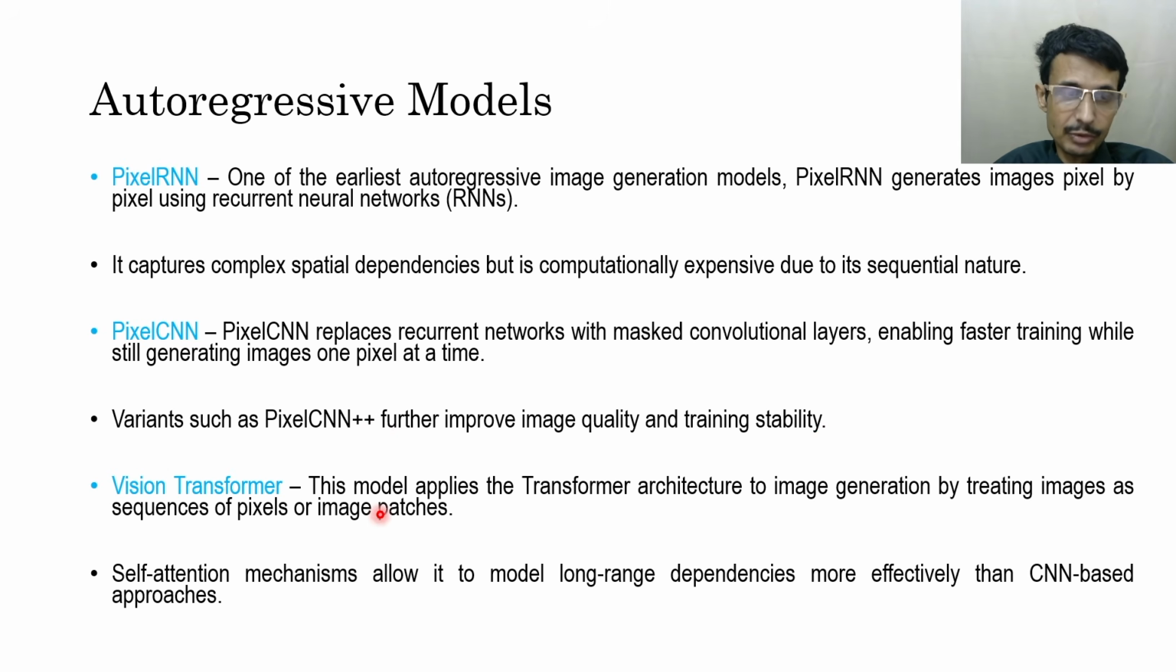Then come the transformers, and for vision applications, the vision transformer. This model applies the transformer architecture to image generation by creating images as a sequence of pixels or image patches. The major thing is self-attention, which is one of the important mechanisms in the transformer. This self-attention mechanism allows it to model long-range dependencies more effectively than CNN-based approaches.